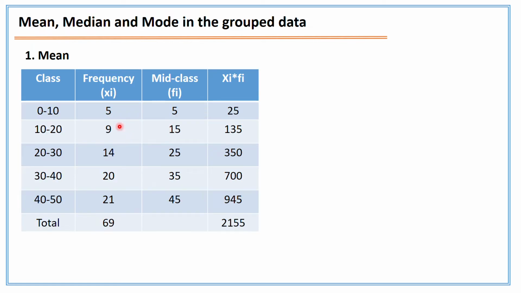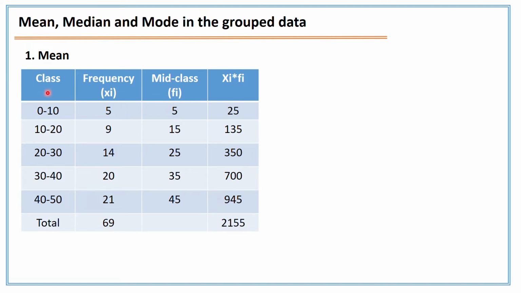Here you can see a table in which various classes are given and frequencies are also given. Basically, when we group data, we divide it into certain classes. Here, the first column is class, the second is frequency fi, the third is the mid class xi, and the fourth one is the multiplication of the second and third columns.